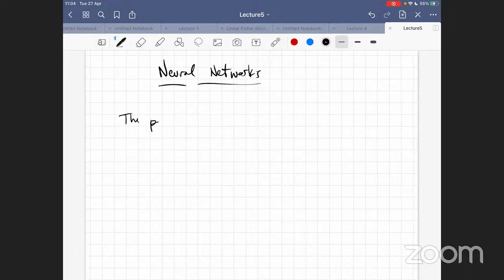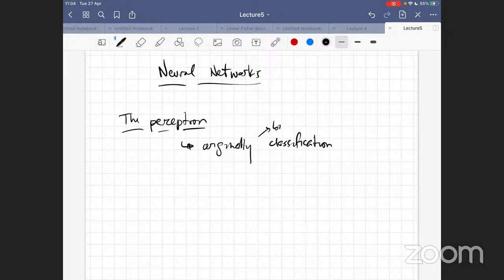So originally it was conceived for binary classification tasks. That's the original idea of the perceptron, and the idea is to model the output given some input as, in general, a nonlinear function, but we'll see which function it is, of a linear combination of inputs.